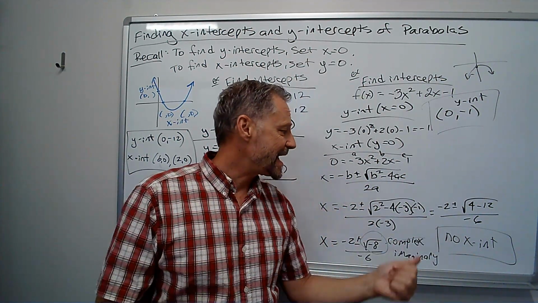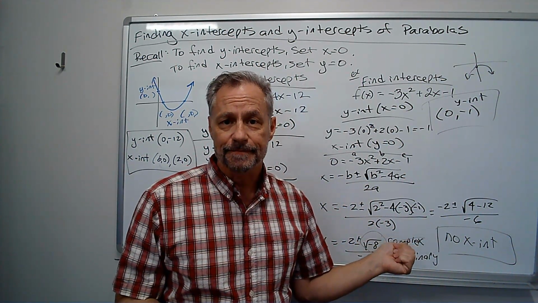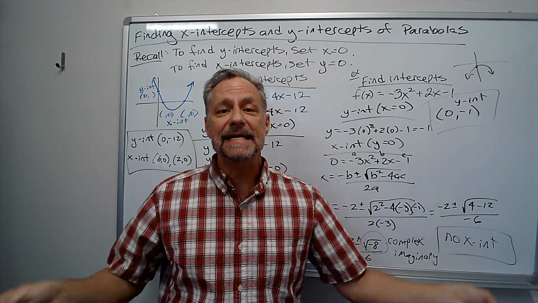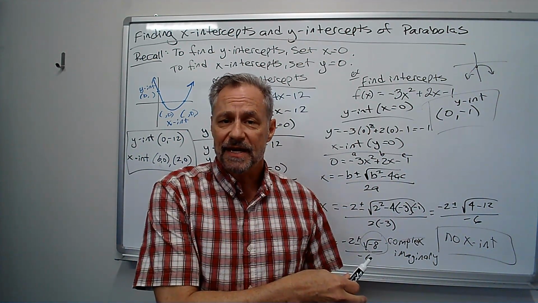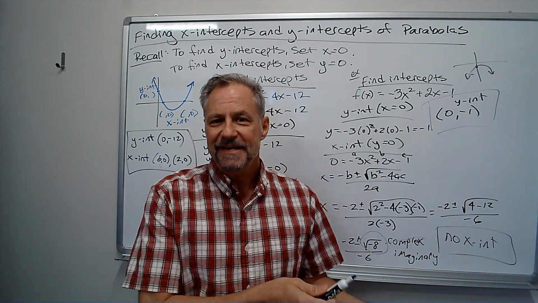You see that because you get a negative under the square root. All right, that's the idea. Remember, for any graph, the y-intercept is setting x equal to 0. The x-intercept is setting y equal to 0.